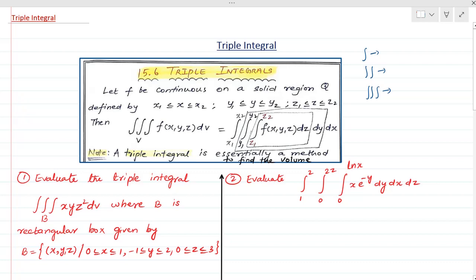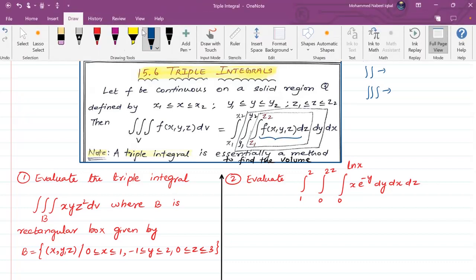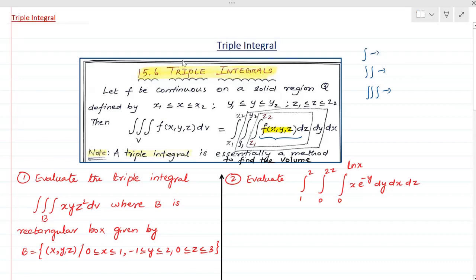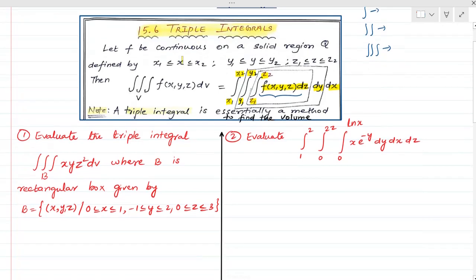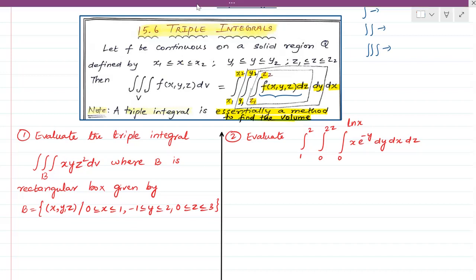So we have to evaluate starting from the innermost integral. Start solving the problem from the innermost integral. This is the limit of z, this is the limit of y, and the last is the constant limit, the outermost limit. By the way, this is very helpful in calculating the volume of any shaped curve. So any curve, we can find its volume using the triple integral.